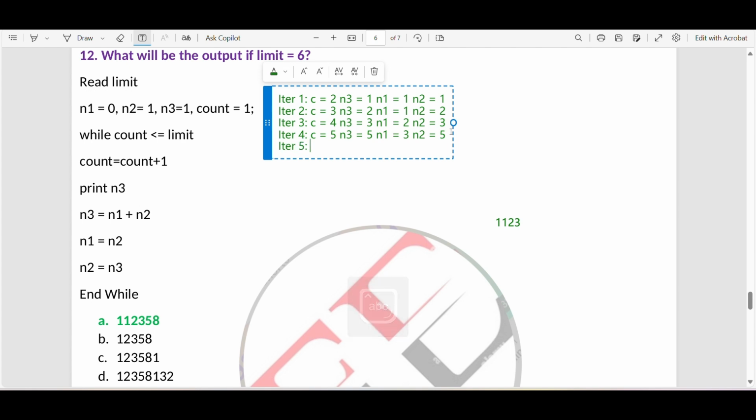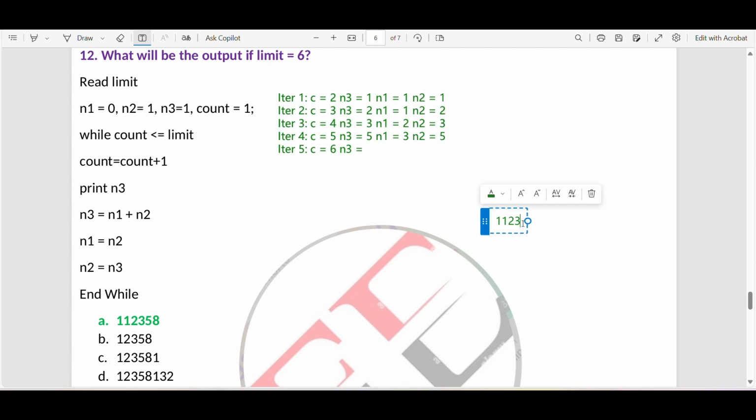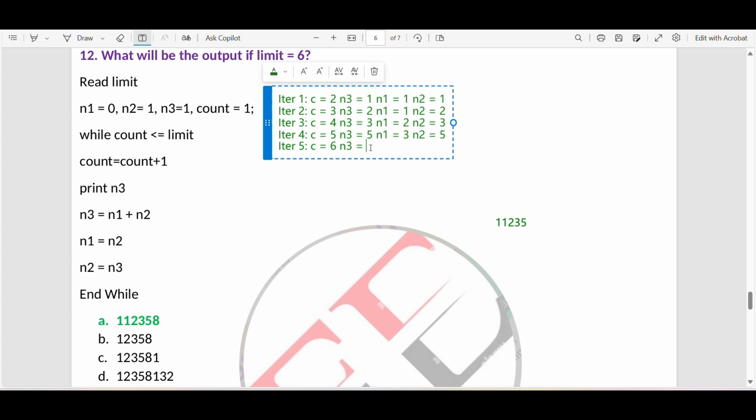Then we are going for iteration 5, where count is 5. So it is less than or equals to limit. What is limit? Limit is 6. So we are just updating count again. So count became 6. Then we need to print n3. What is n3 now? N3 is 5. So 5 needs to be printed, right? After 3 we are having 5. Then going back again, what is n3? N1 plus n2. So what are n1 and n2? 3 and 5. When you add both of them, you will be getting 8.